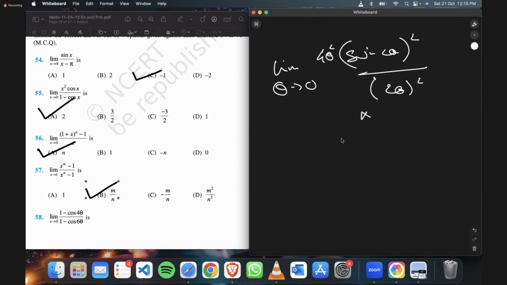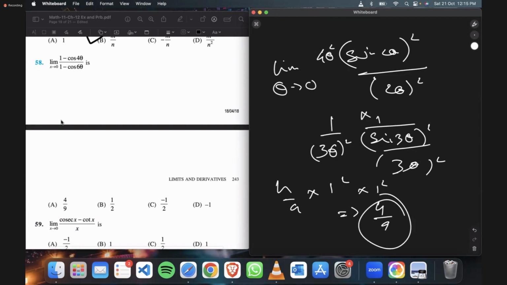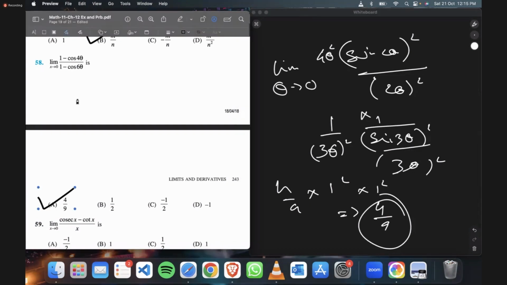All multiplied with what? 1 upon 3 theta whole square into 1 upon sine 3 theta whole square divided by 3 theta whole square. So 4 by 9 times 1 square into 1 square. Answer will be 4 by 9. So the answer to this problem is 4 by 9. Yeah, first option.